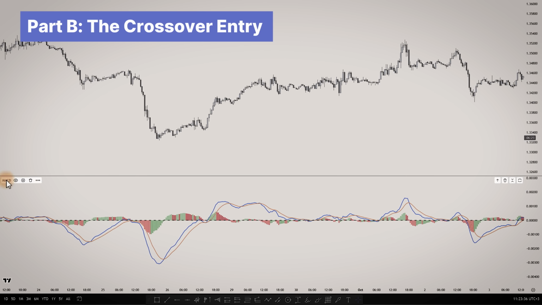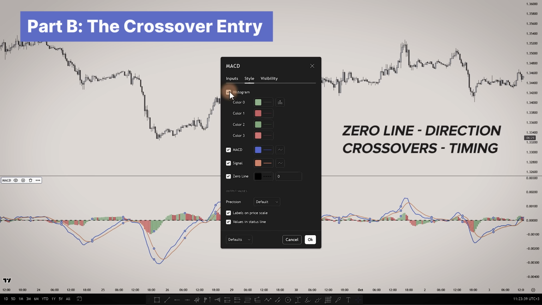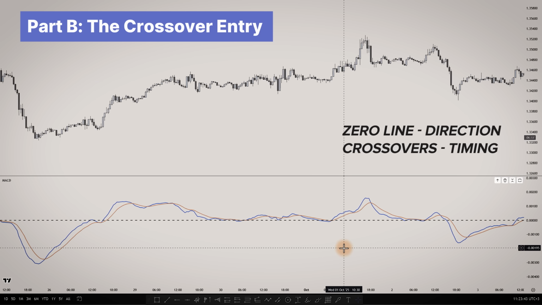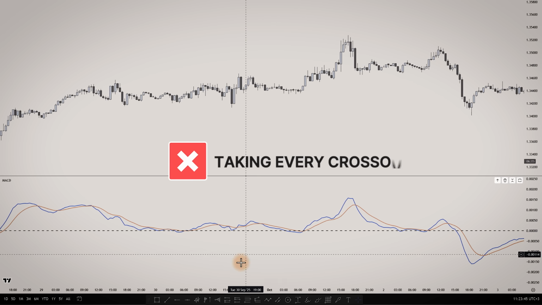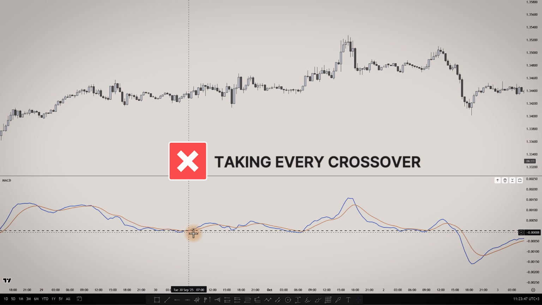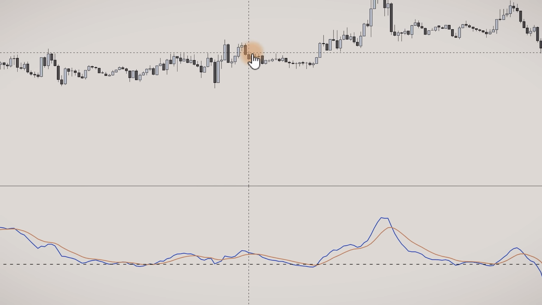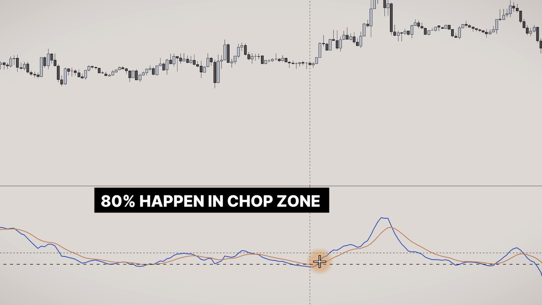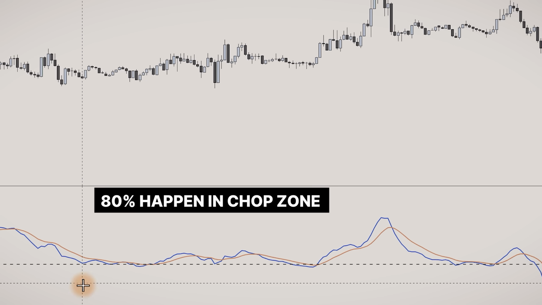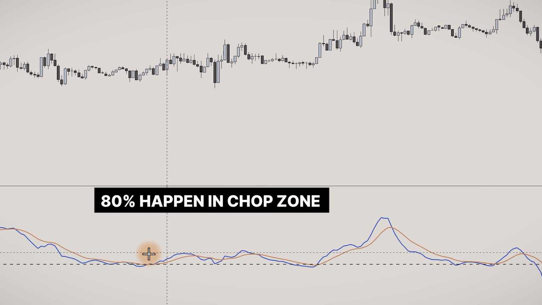Now that the 0 line gives us direction, crossovers give us exact timing. But first, here's the mistake everyone makes. You take every crossover. You see the lines cross and jump in immediately. But 80% of crossovers happen in what I call the chop zone. That area right around 0, where the market can't decide what it wants to do.